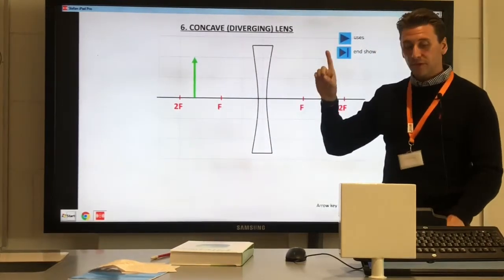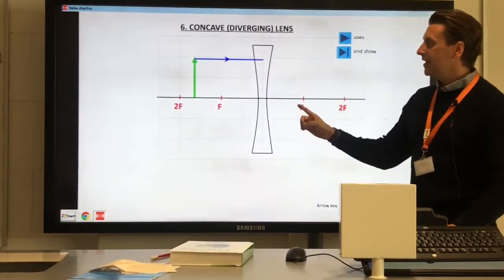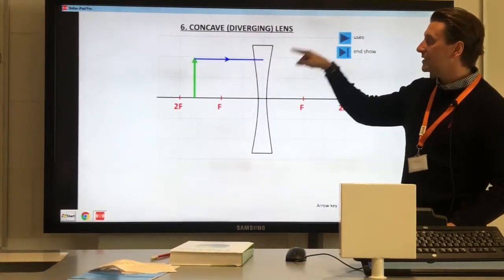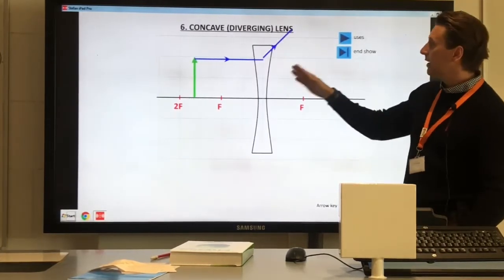Ray number 1 comes parallel to the axis. However, in a concave lens, the light will not refract through f, because a concave lens diverges the light, so it will refract away from the lens, meaning it goes up there.